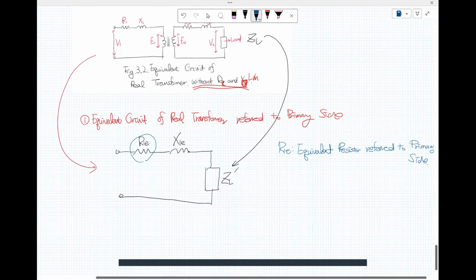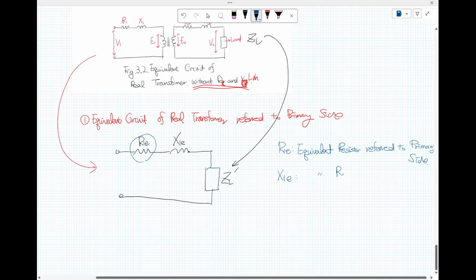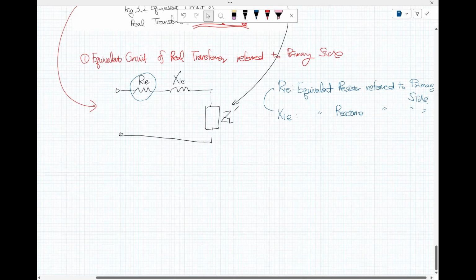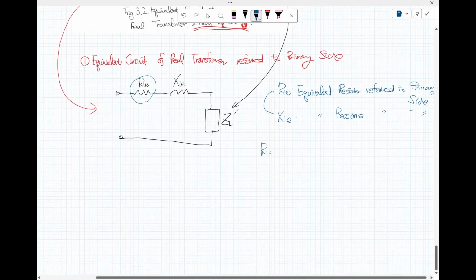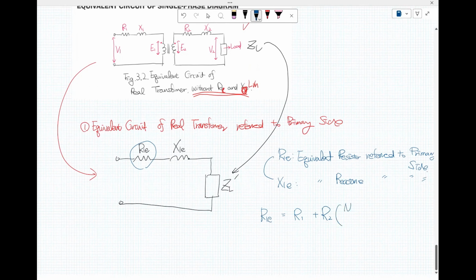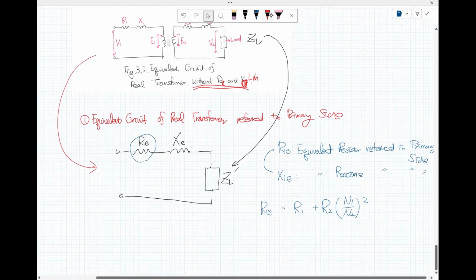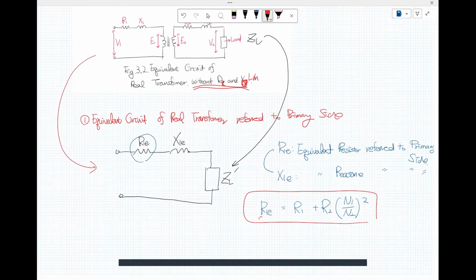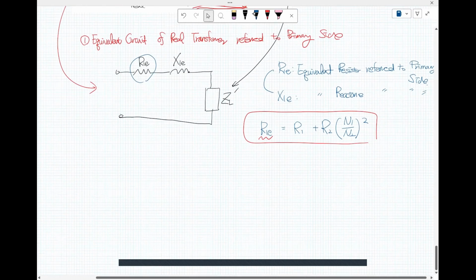This is the equivalent reactance referred to the primary side. Here R sub E1: the primary side R sub 1 still keeps here, plus R sub 2, the secondary resistor, times N sub 1 over N sub 2 squared. So that makes the equivalent resistor for the primary side.